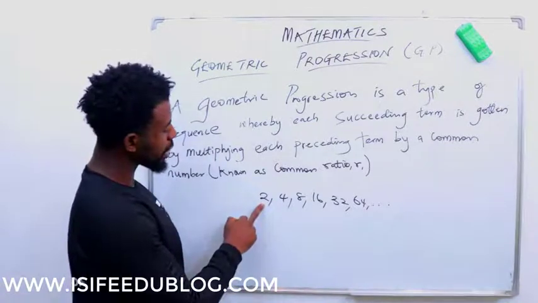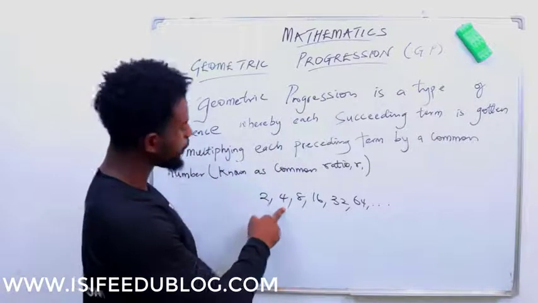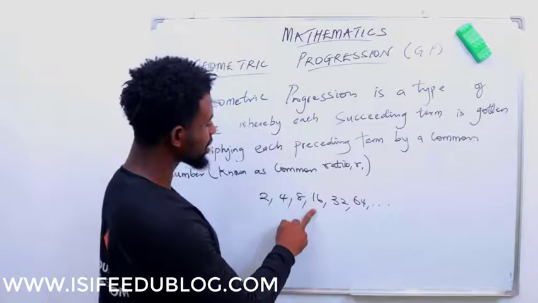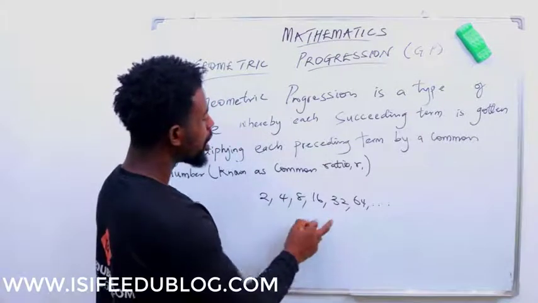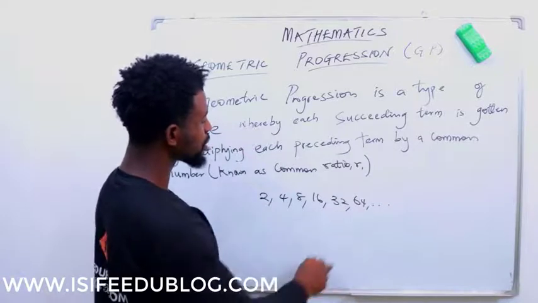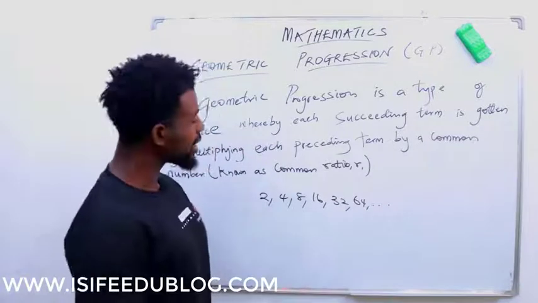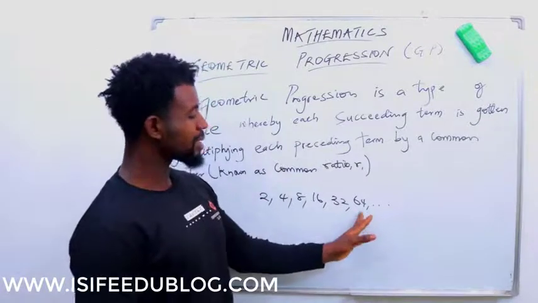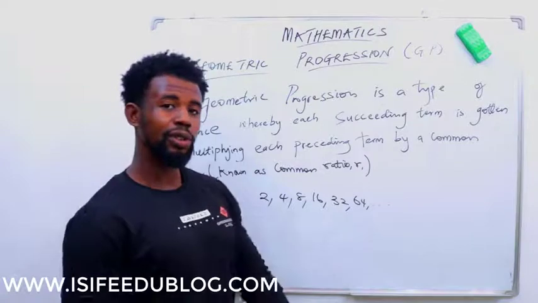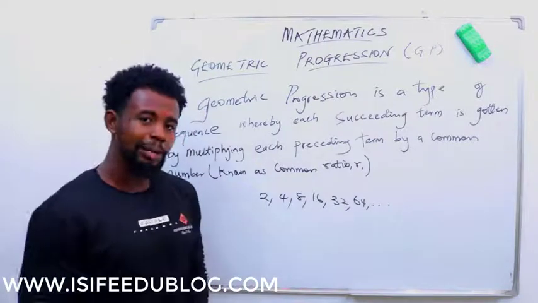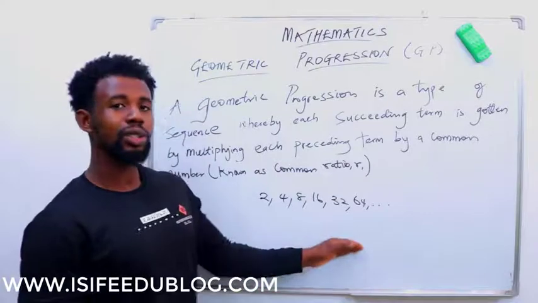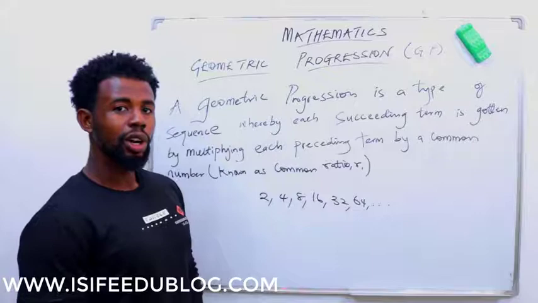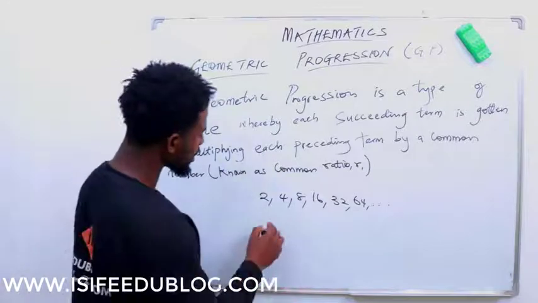So this is 2, right? If I multiply this 2 by 2, it will give me 4. If I multiply this 4 by 2, I'll get 8. If I multiply this 8 by 2, I'll get 16. If I multiply this 16 by 2, I'll get 32. And if I multiply this 32 by 2, I'll get 64. So this tells us that if I want to get the succeeding number after 64, I'll need to multiply 64 by 2, right? And so on and so forth. So this set of numbers that follow this kind of pattern or order is known as geometric progression.